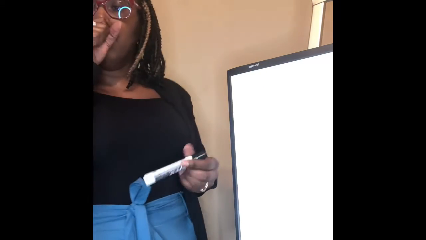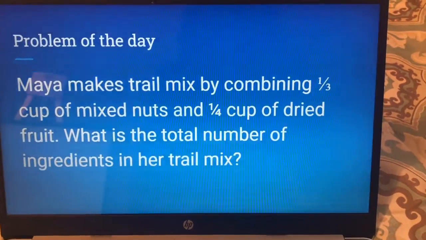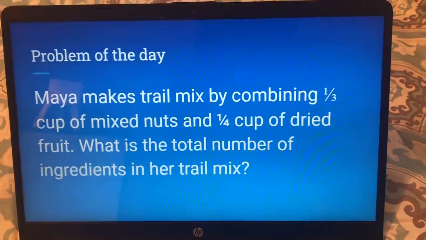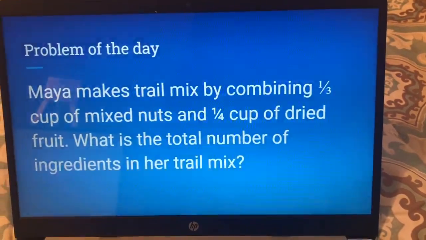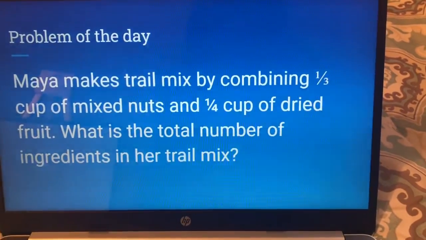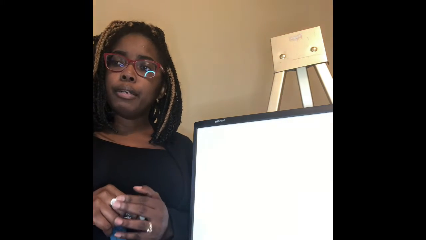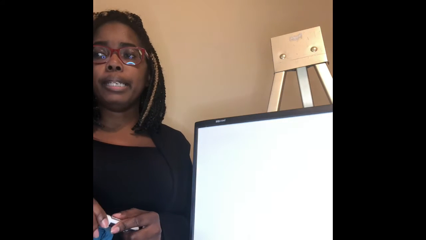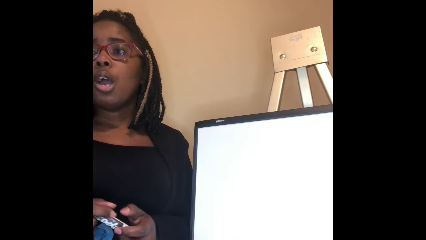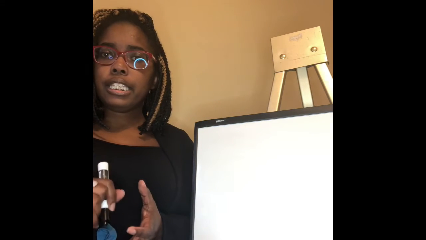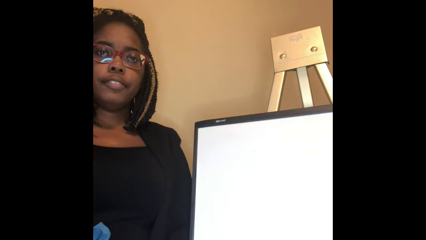Okay, so the first thing we're going to do is our problem of the day. All right. So our problem of the day is this. It says Maya makes trail mix by combining 1/3 of cup mixed nuts and 1/4 of cup of dried fruit. What is the total number of ingredients in her trail mix? Okay, so I'm going to give you all a little time to think about that. But remember, the problem says Maya makes trail mix by combining 1/3 cup of mixed nuts and 1/4 cup of dried fruit. What is the total number of ingredients in this trail mix? Let's give y'all time to think.